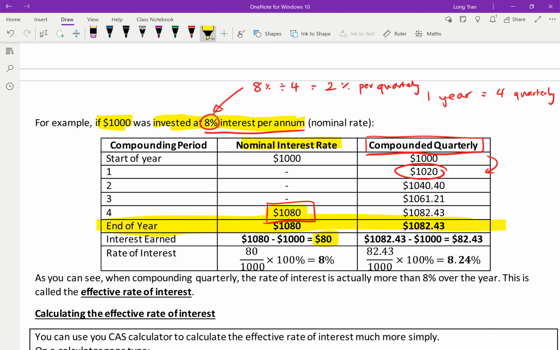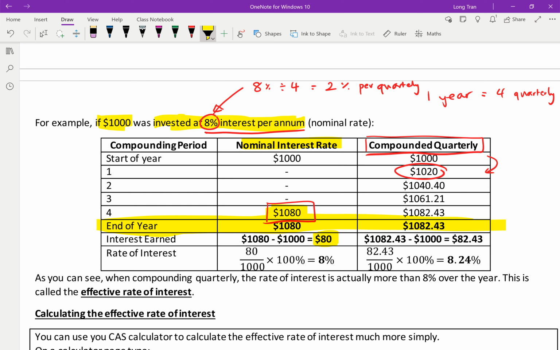You're paying an extra $2.43, even though they quoted you 8% per annum. This is how much you're technically owing them at 8% per annum. But what's changing is how many times you compound it. It means how many times you actually work out the percentage. The more you work it out, the more the interest will increase. That's why we call it the effective rate.